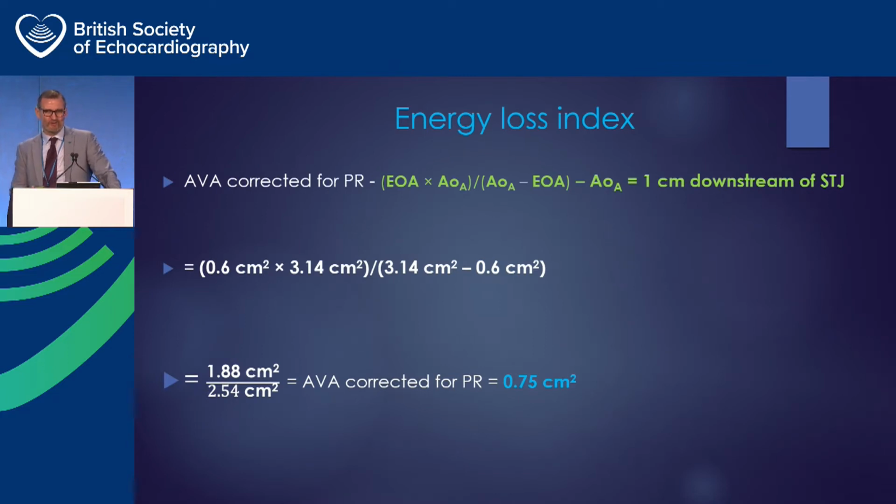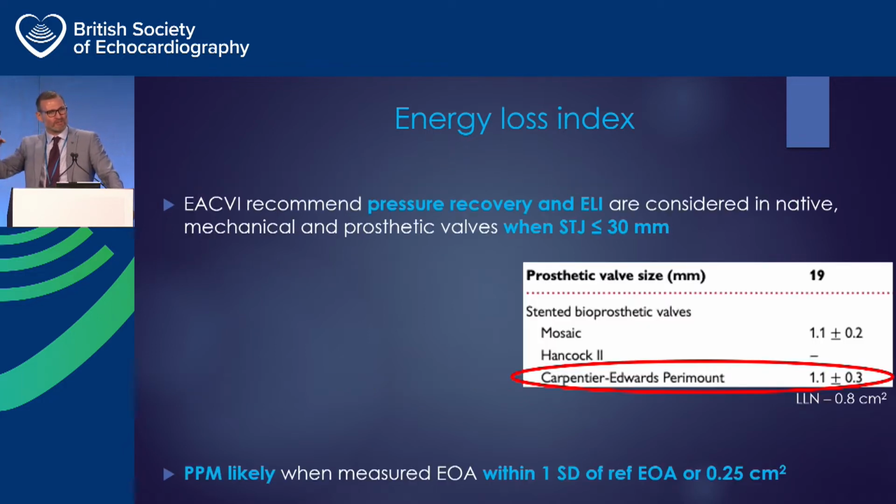There are calculations that we can consider and take into account when we think pressure recovery is a factor in causing our high gradients, our low aortic valve area. And in this scenario, we recalculated the valve area to 0.75 centimeters squared from 0.6. We were reassured by the TOE that this is not severe valve disease, but by performing this calculation, it increased the valve area to 0.75 centimeters squared, which is now approaching that lower limit of what we'd expect in a valve that's working normally, but with an element of patient prosthesis mismatch.